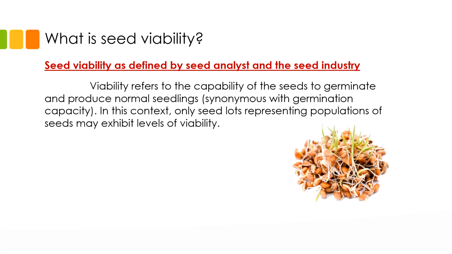Seed viability can be understood in different ways depending on the context. In the seed industry and among seed analysts, viability is defined as the ability of seeds to germinate and develop into normal seedlings. In this sense, viability is essentially the same as germination capacity. It is important to note that viability is not usually considered at the level of a single seed, but rather at the level of a seed lot, where the population as a whole demonstrates a certain level of viability.